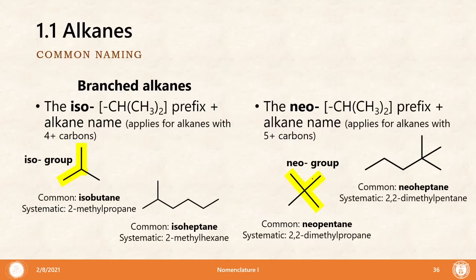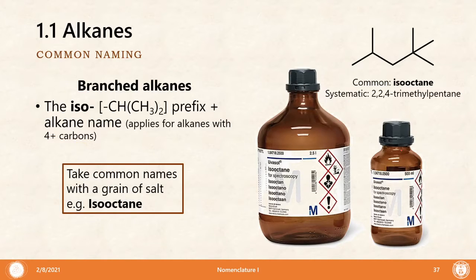so, interchanged in such a way that they don't count the longest chain but count the total number of carbons. So this is a pentane, but there's not really a pentane parent chain. Same thing here with neoheptane, that's 7 carbons in total. Okay, so always take common names with a grain of salt.